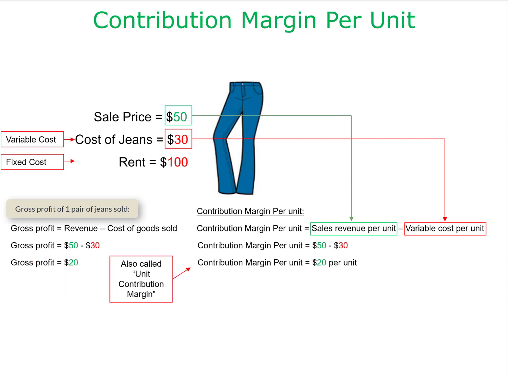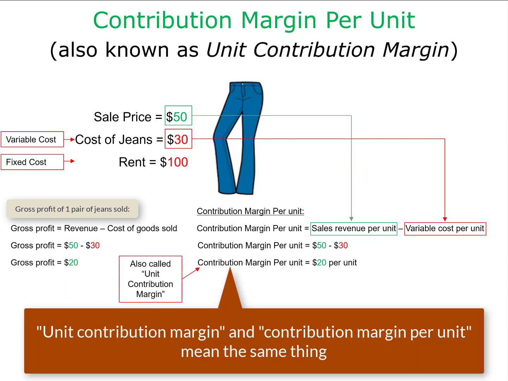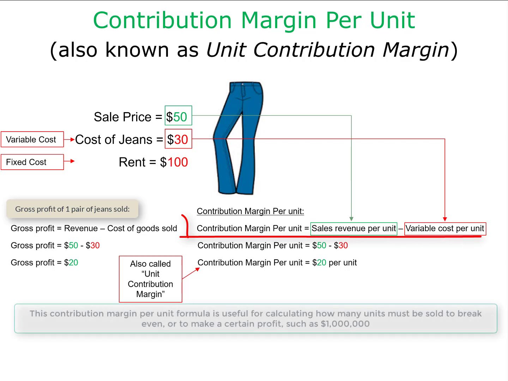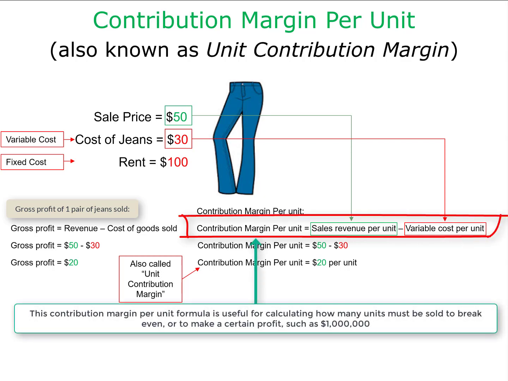Be aware that the textbook also calls this unit contribution margin instead of contribution margin per unit. They both mean the same thing. Later we will find this contribution margin formula and concept to be helpful in calculating how many units a company must sell to break even, or how many they must sell to reach a particular profit level, such as $1 million.